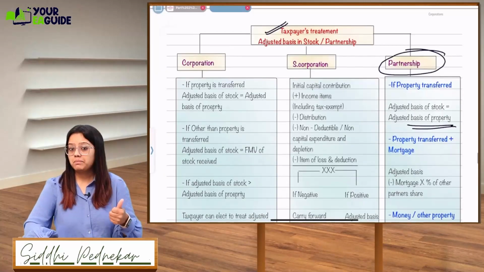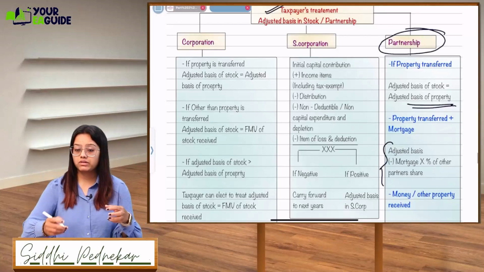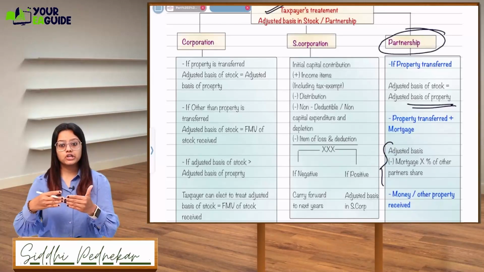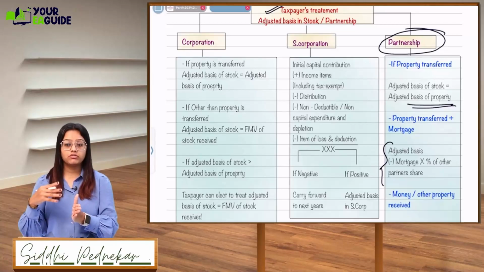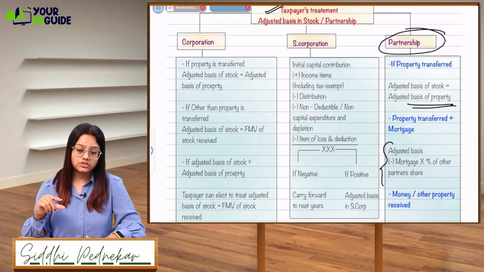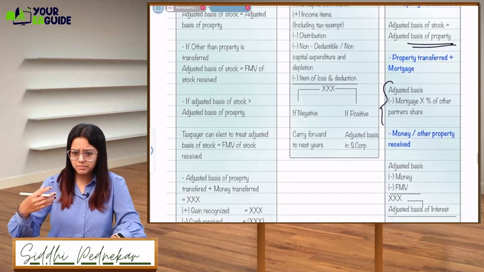If a property plus mortgage, both things are transferred, then what is the basis? This we have already seen right now. Whatever is the adjusted basis of the property transferred, you are going to reduce the mortgage into the share of other partners, right? The other partners' share you are going to reduce, and that much will be the adjusted basis of the partner who is transferring the property in the partnership firm.